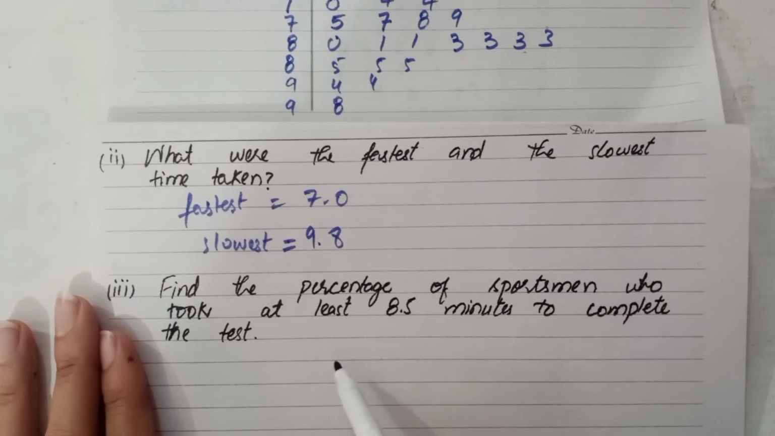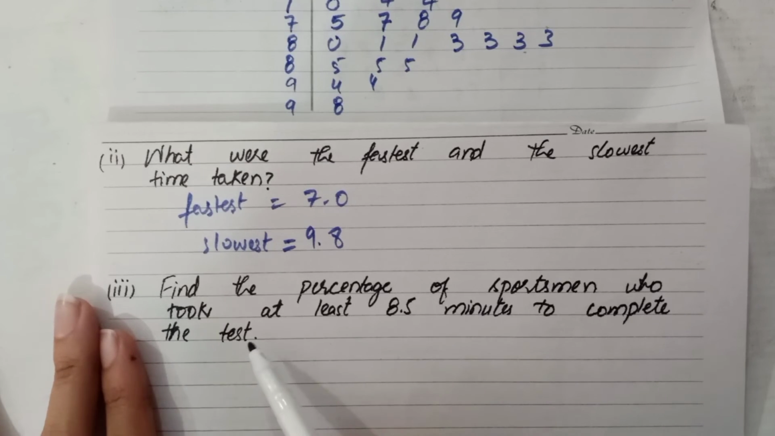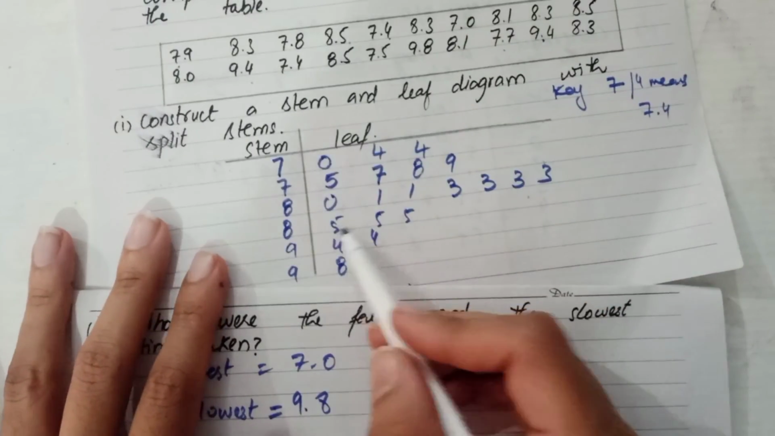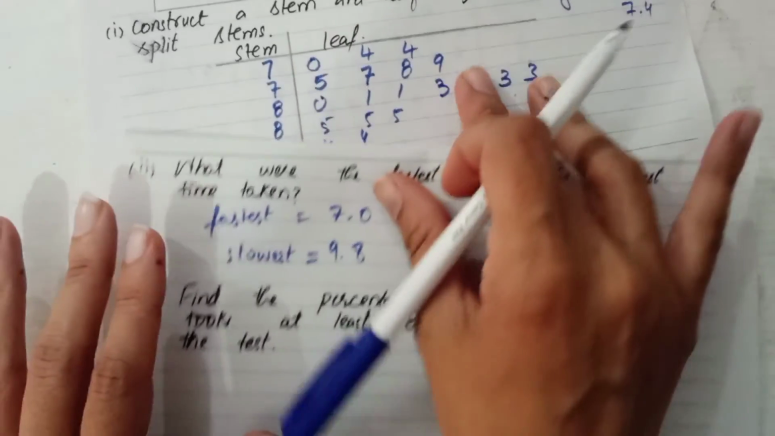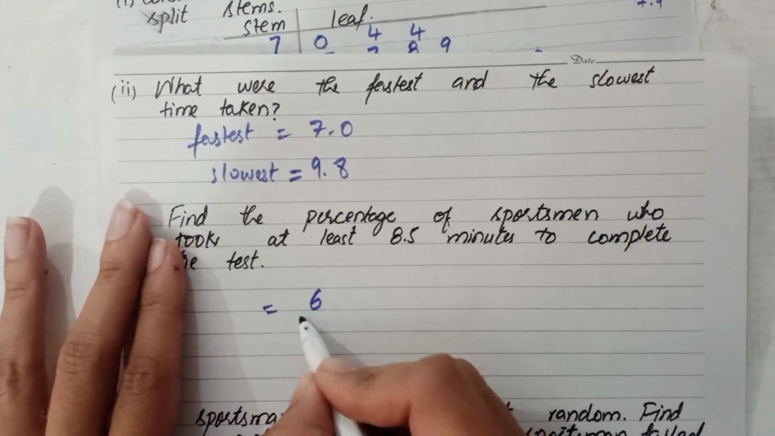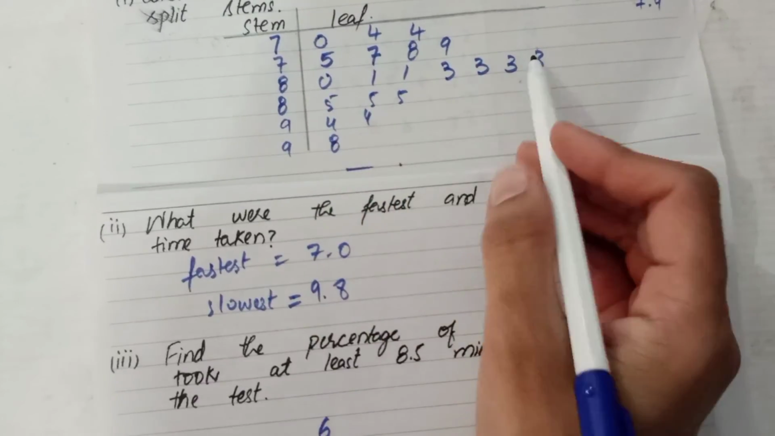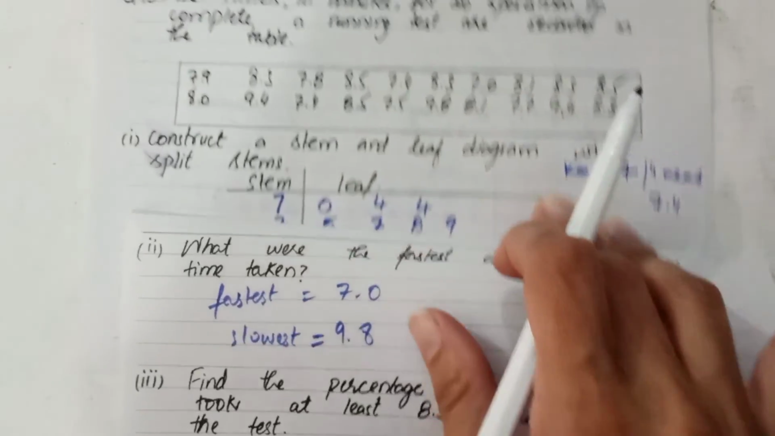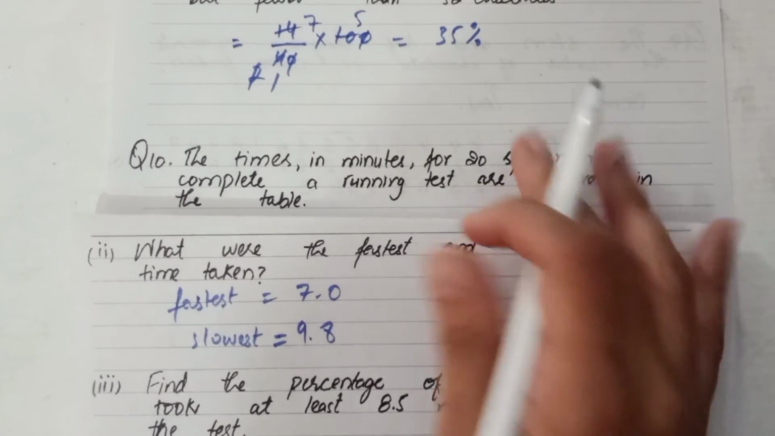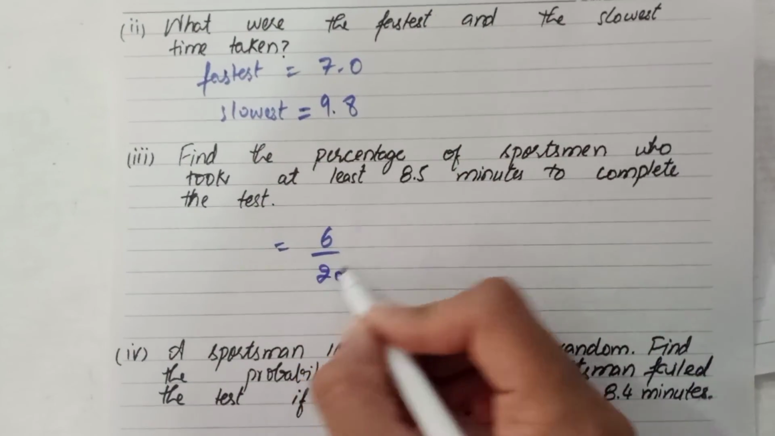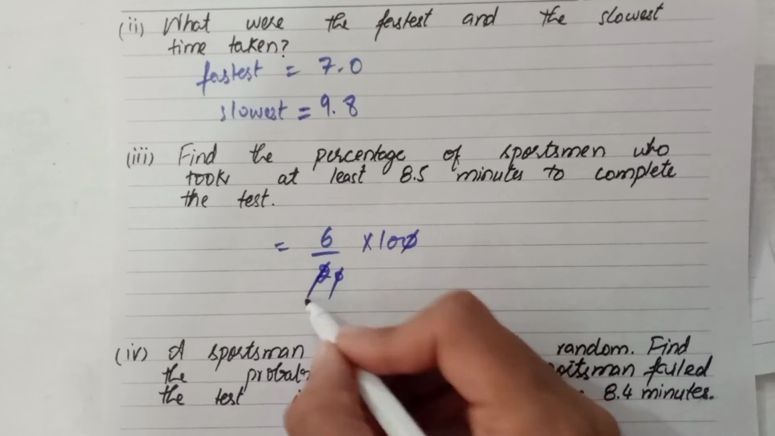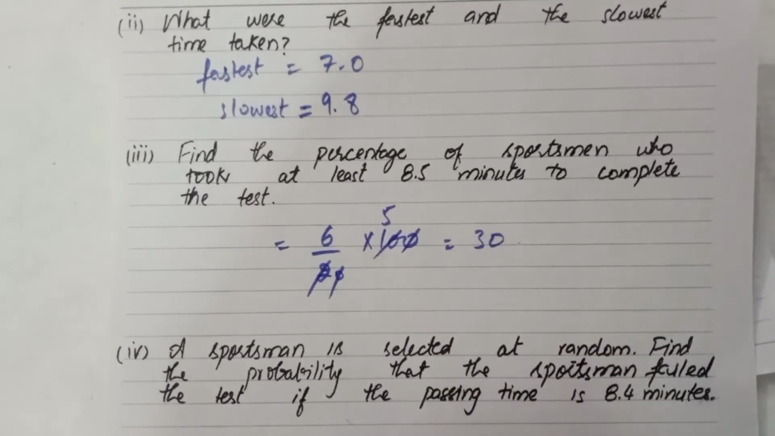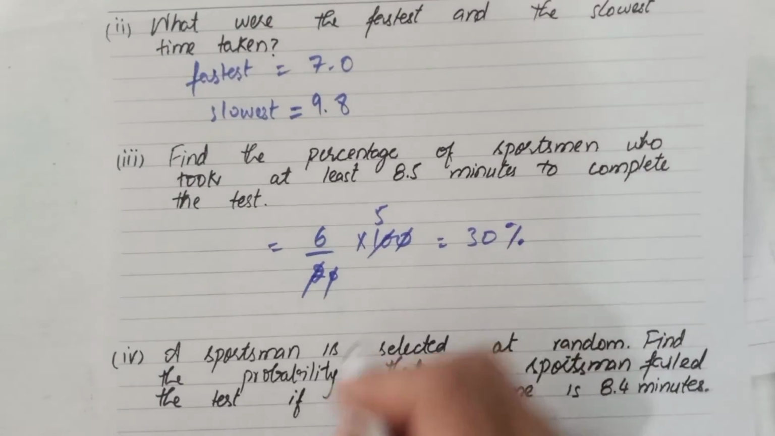Part number 3, we have to find the percentage of sportsmen who took at least 8.5 minutes, and there are at least 1, 2, 3, 4, 5, 6 men. 6, and the total numbers are 6, 7, 8, 9, 10, 11, 12, 13, 14, 15, 16. The total number is also mentioned, there are 20 sportsmen, that's why we write 20 and multiply by 100. 5 6 30, and that is 30%.